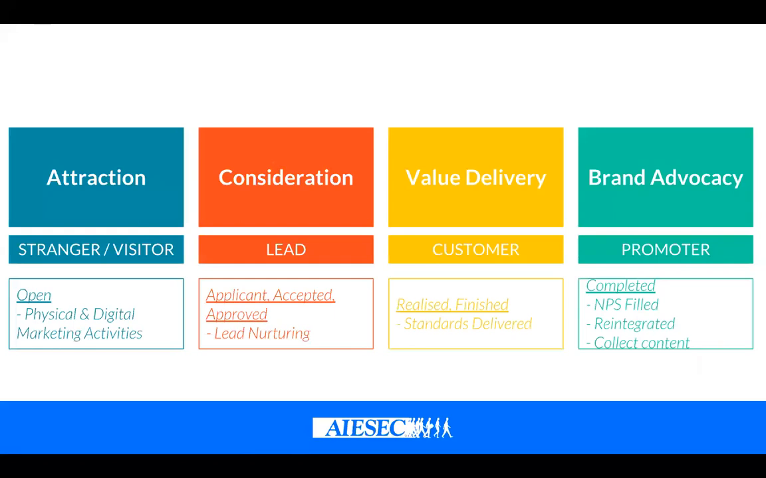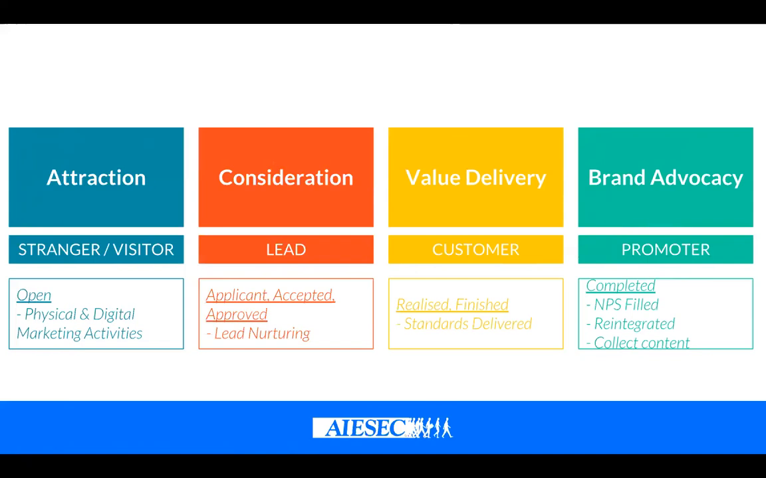So previously we looked at the customer flow again. We looked at the 4 phases: attraction, consideration, value delivery, and brand advocacy. We looked at the 4 customer profiles. Under the categories, we have our strangers, becoming leads, then becoming customers, then being a promoter. And we also looked at the customer statuses under each phase as well.